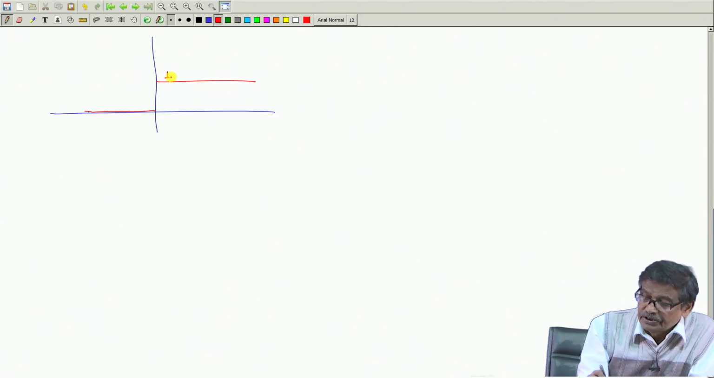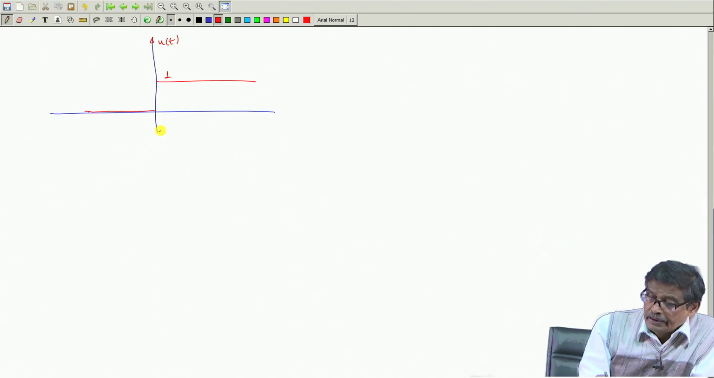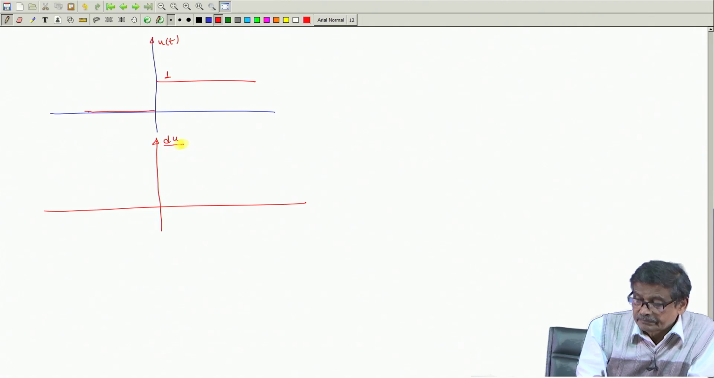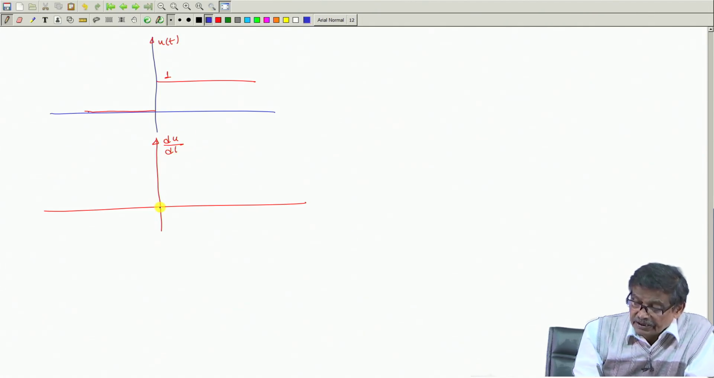This is the unit step function u(t), and below that I sketch du/dt. du/dt will be an impulse, a unit impulse.